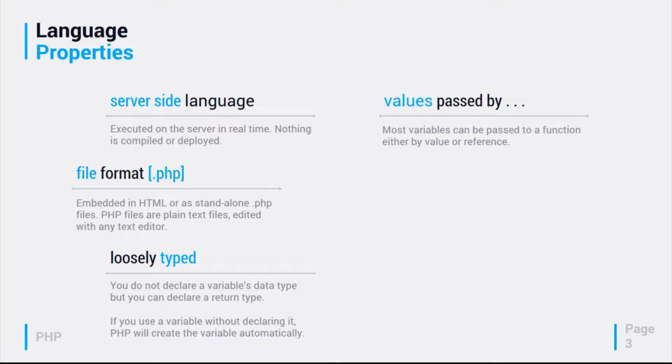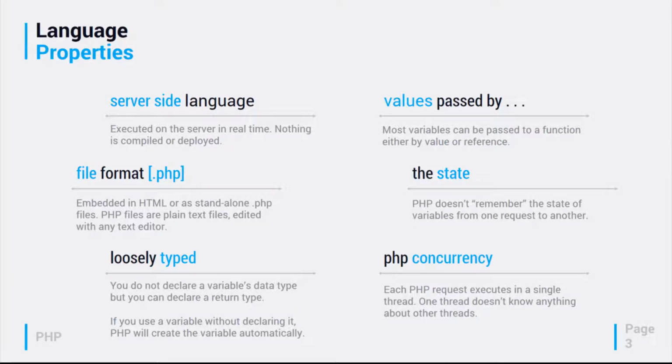PHP can now pass most variables, including objects, to a function by reference or by value. Except for superglobal variables, which we'll discuss later, PHP doesn't use server memory to track the state of variables from one request to another. One request won't necessarily fail because of the memory state from a previous interaction. Each PHP request executes in a single thread. There's also no information sharing between threads.